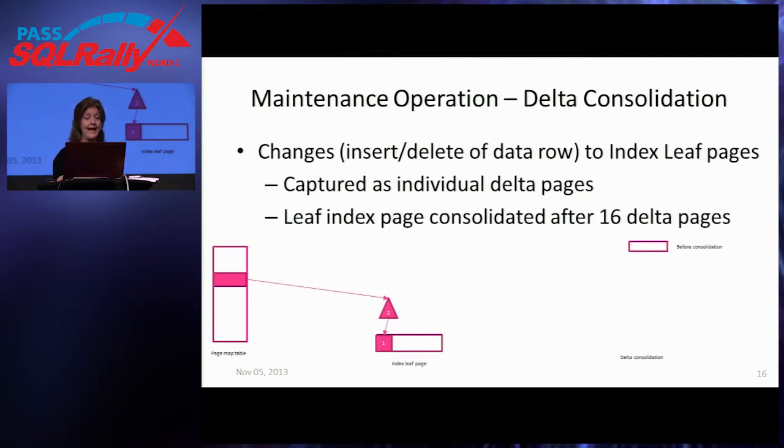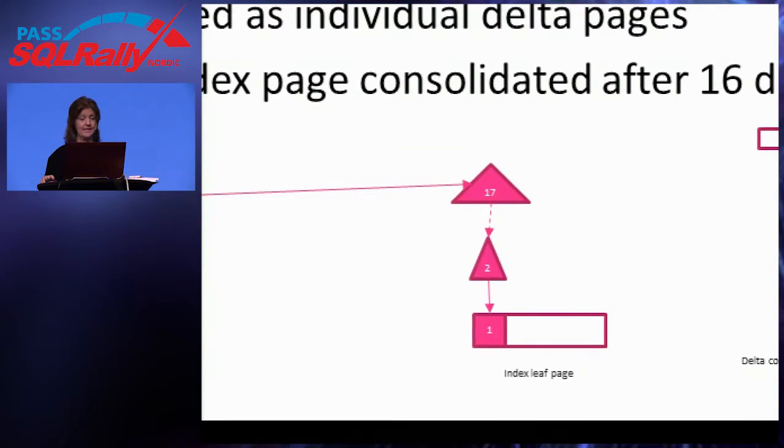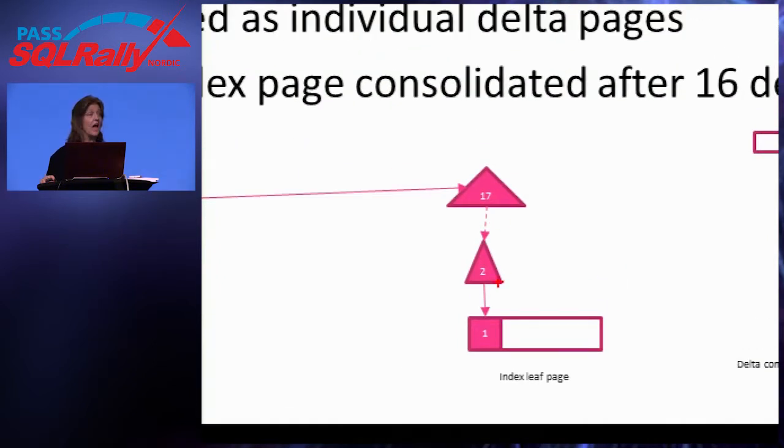If another row is added that needs to go on that page, another delta record can be added. And every time a new delta record is added, the pointer, the physical address in the mapping table, is updated to point to the most recent. And this is a break in between the 17 and the 2, indicating that we've got a lot of deltas here now. The limit is 16 deltas for a single page. As soon as you get the 17th delta, actually, no, that's the 16th delta because one row is already on the page. As soon as you get 16, that's the limit.